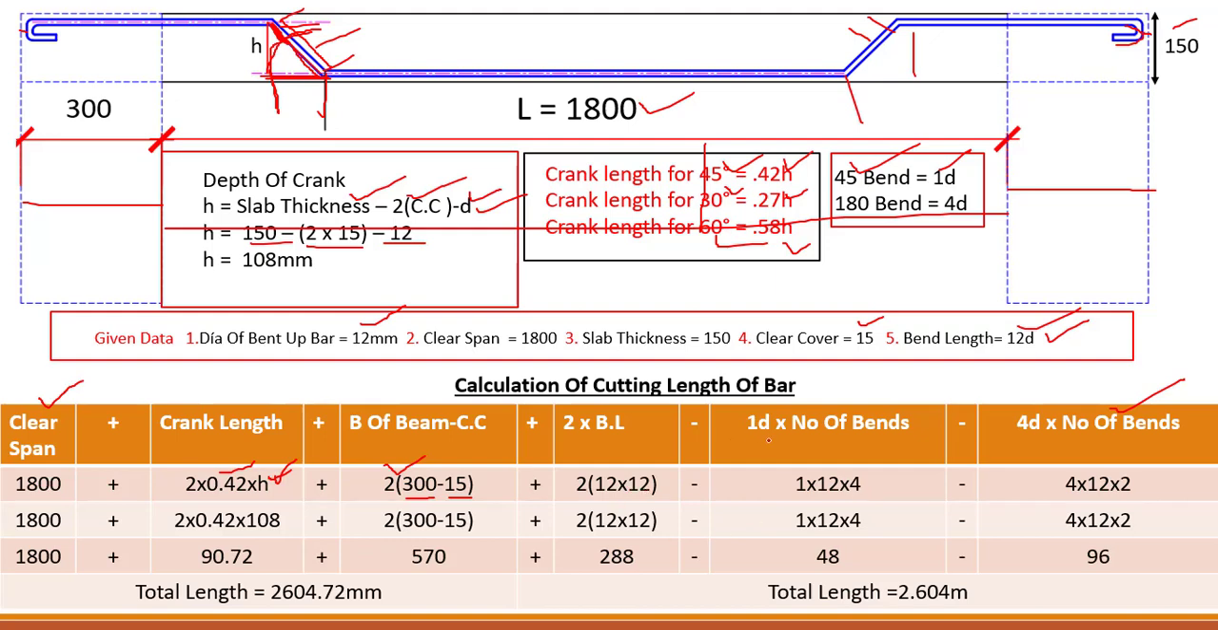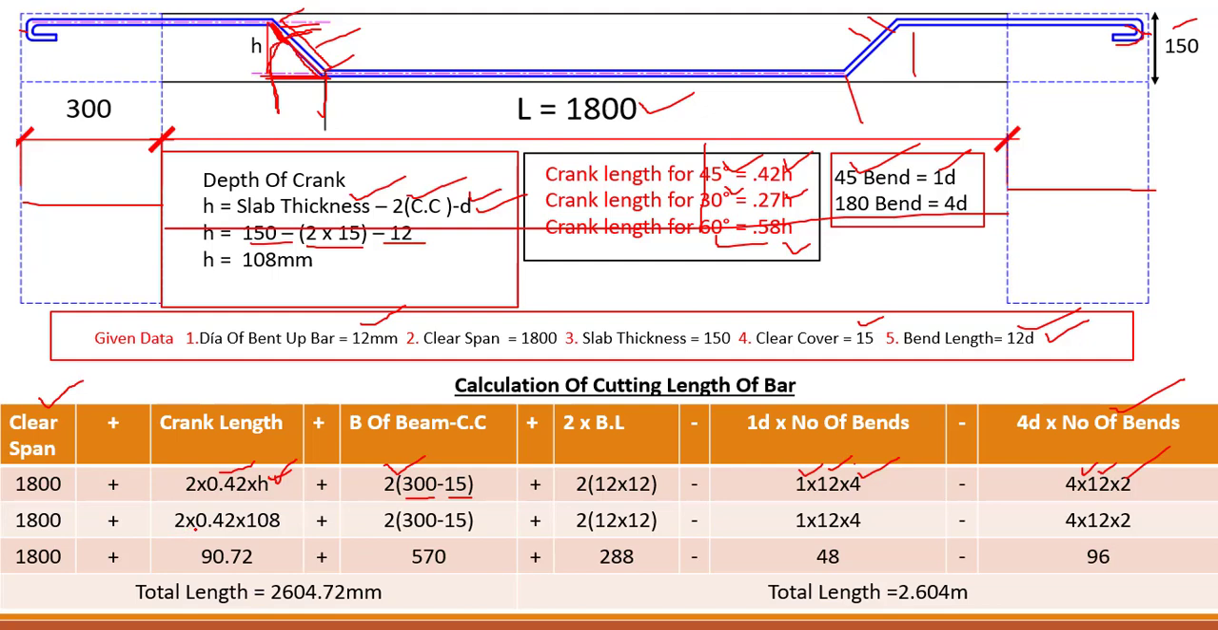And then we need to do the bend deduction. So we have 45 degree bends, 1 into dia bar into number of bends. So we have 4 bends, and 4 into dia bar, and we have 2 bends for 180 degree, this one and this one as well. Now let's put the values over here.